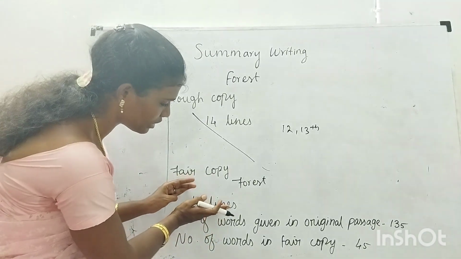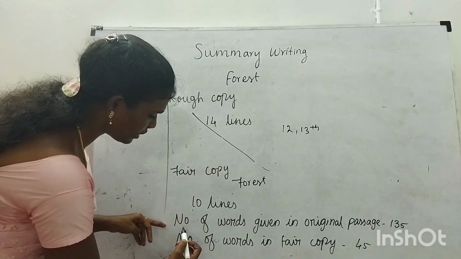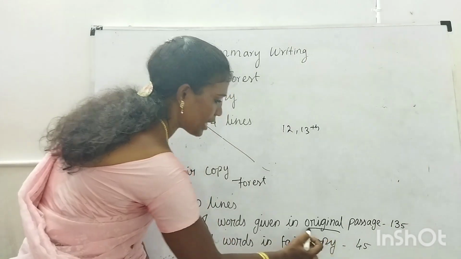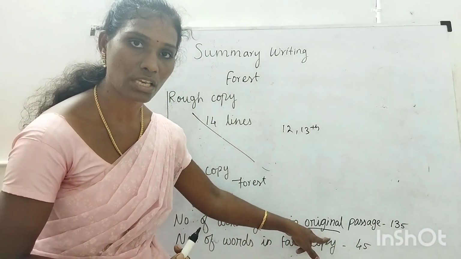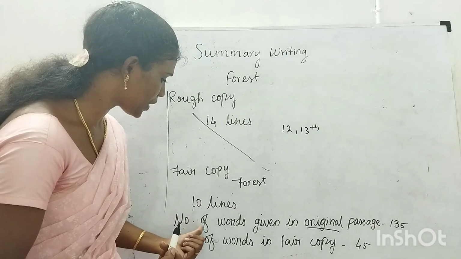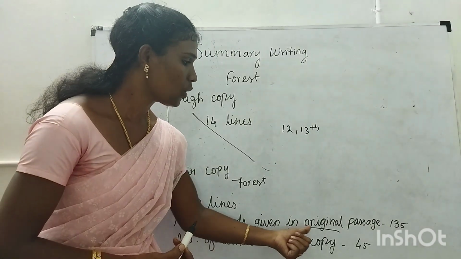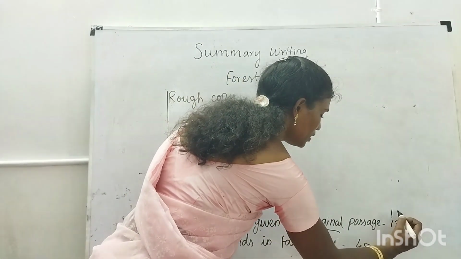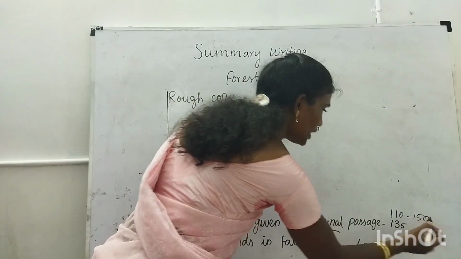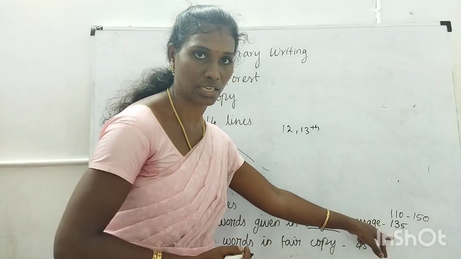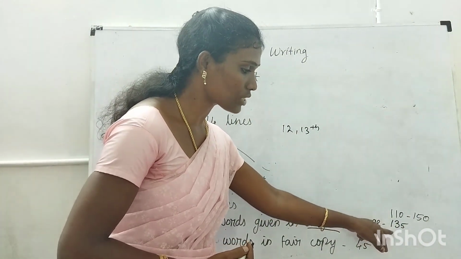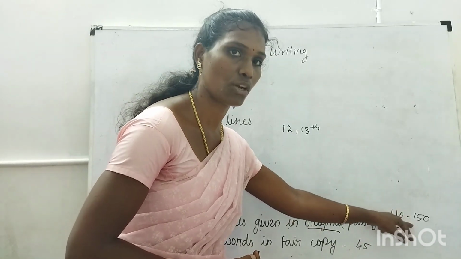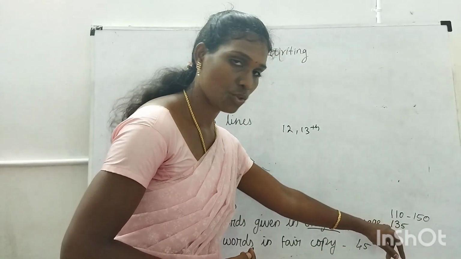And after finishing this, leave one line and write the number of words given in the original passage, without any spelling mistake. Here you can write a number from 110 to 150. You can write any one of the numbers. It's nothing compulsory. You can write 135, 110, 120, 125, 140, 145 or 150. Whatever it may be, you can write it here.